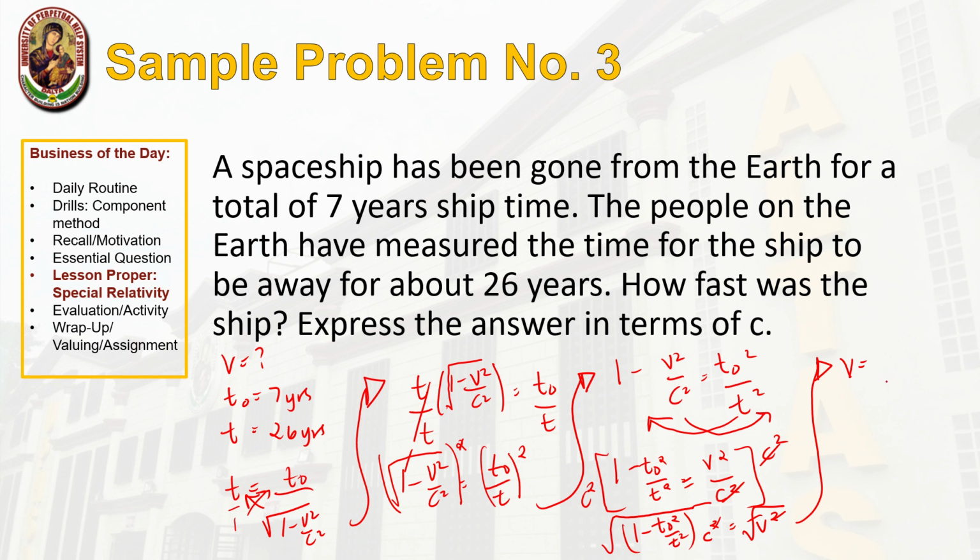You can take note of this. This is our final equation for v whenever you would like to find the value of v, the velocity of a moving reference frame: v equals the square root of 1 minus t sub 0 squared over t squared, times c. Then we substitute: 1 minus t sub 0, which is 7 years, squared, over t squared, where t is 26 years, squared. Then you have the c on the outside.